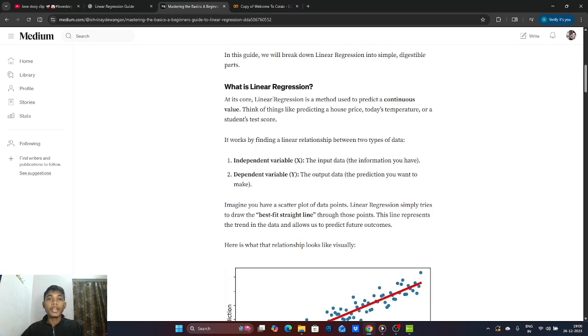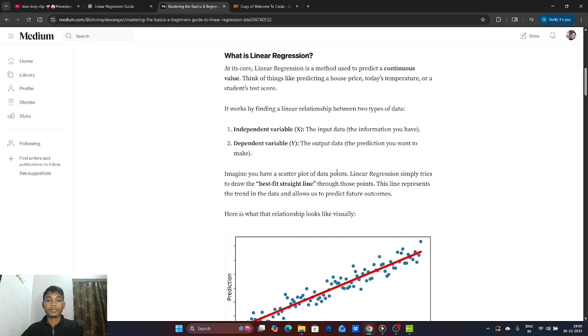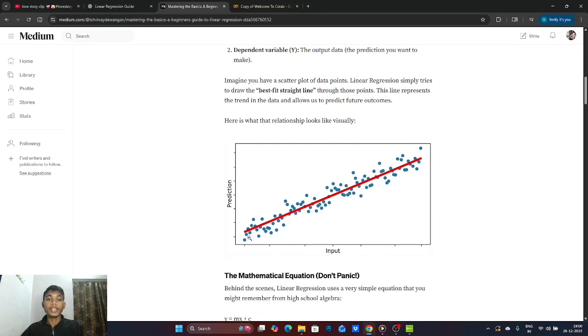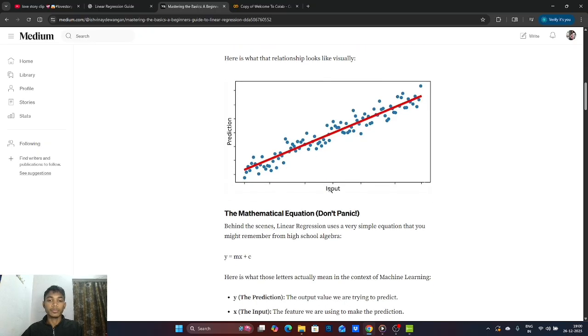As I told you, linear regression only depends on two variables. One is the independent variable and the other one is the dependent variable. The independent variable is the input data or information we give, and the dependent variable is the outcome of the prediction. Linear regression tries to find the best fit straight line like this. The blue dots are the predictions made by the model. And the red line is the best fit straight line, which predicts the value, and it shows the relation between prediction and the actual value.